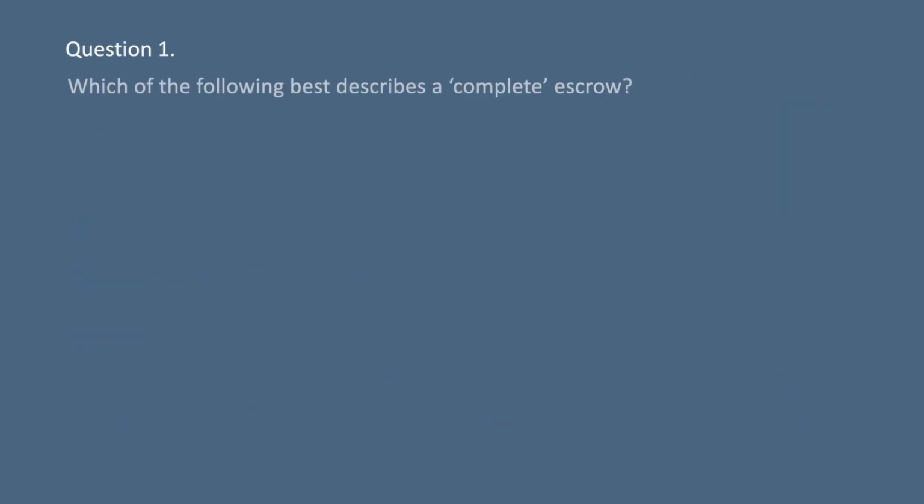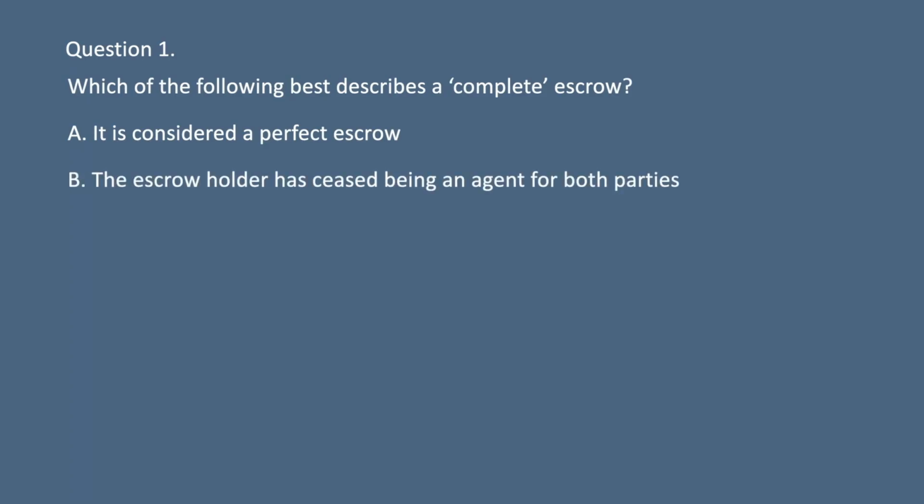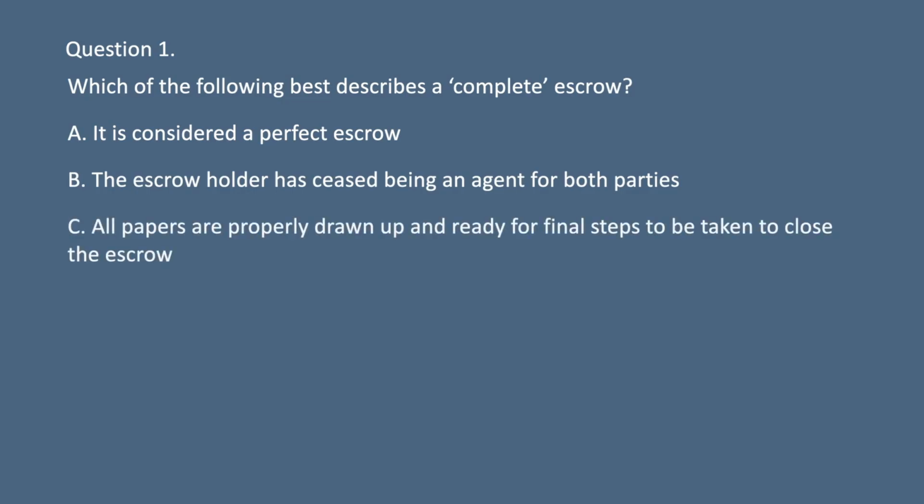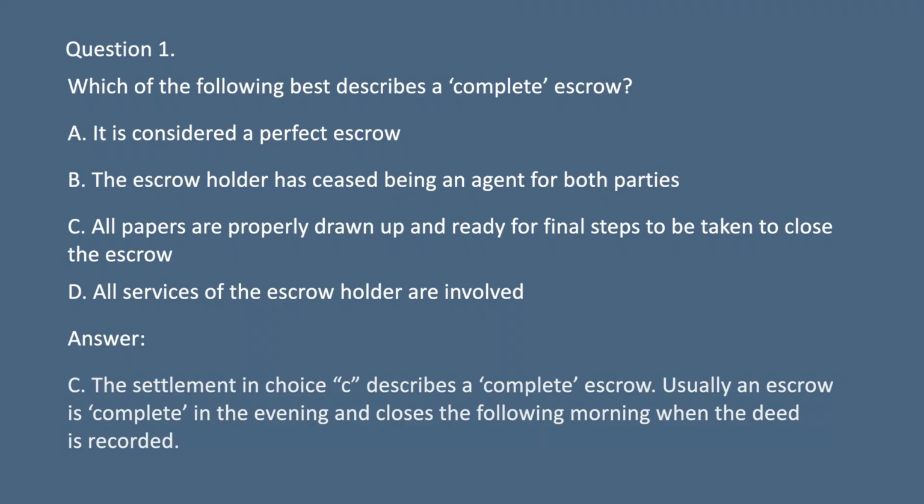Question 1. Which of the following best describes a complete escrow? A. It is considered a perfect escrow. B. The escrow holder has ceased being an agent for both parties. C. All papers are properly drawn up and ready for final steps to be taken to close the escrow. D. All services of the escrow holder are involved. Answer. C. The settlement in choice C describes a complete escrow. Usually an escrow is complete in the evening and closes the following morning when the deed is recorded.